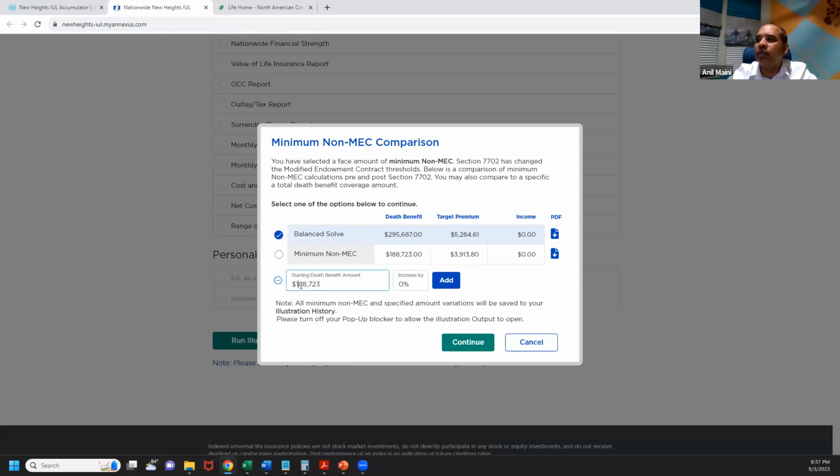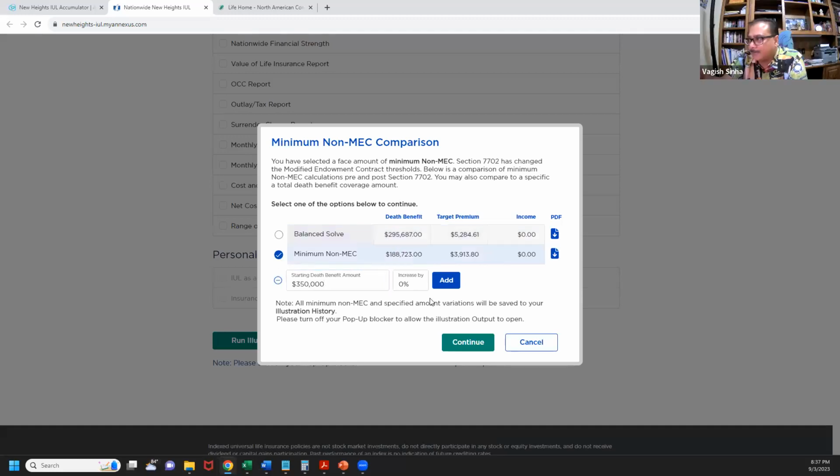You want to change this? Yes, just change that to 350. For illustration purposes, we can always do 350K. This gives you the flexibility to choose all three at one time, or one. When you do, it will do the calculation for 350 as well. But if your goal is to show the maximum accumulation to the client, then it is better to reduce the death benefit. Yes, in that case.